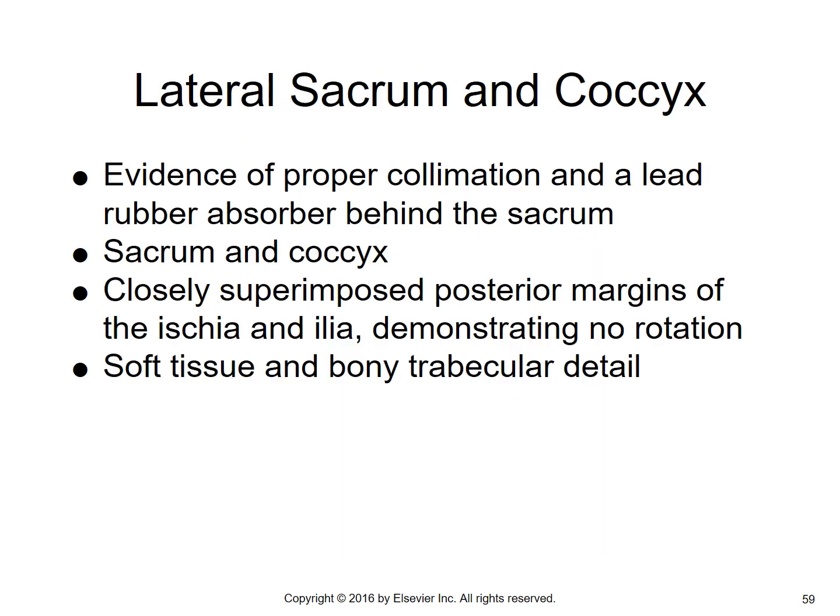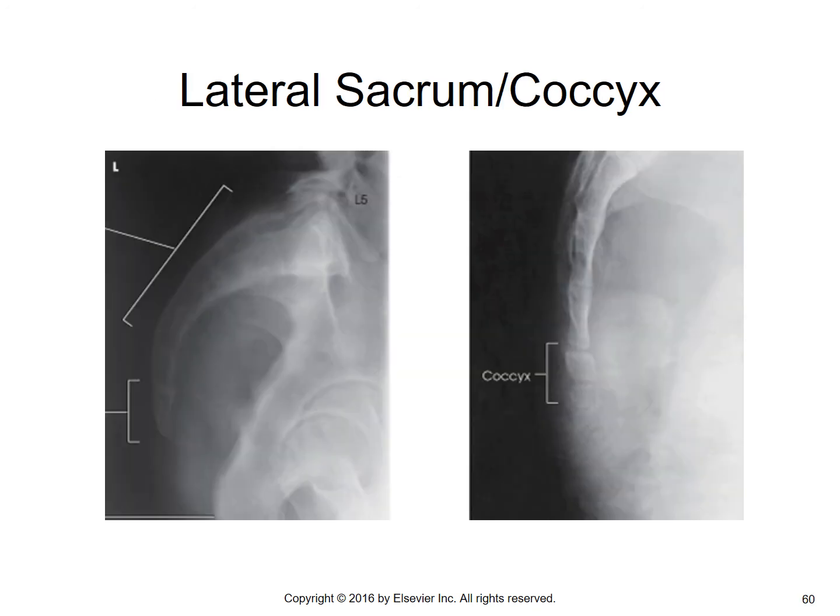For the lateral sacrum and coccyx, evidence of proper collimation, lead rubber absorber behind the sacrum. Sacrum and coccyx both are demonstrated. Closely superimposed posterior margins of the ischia and ilia demonstrate no rotation, and you should see soft tissue and bony trabecular detail. Here we've got two images.